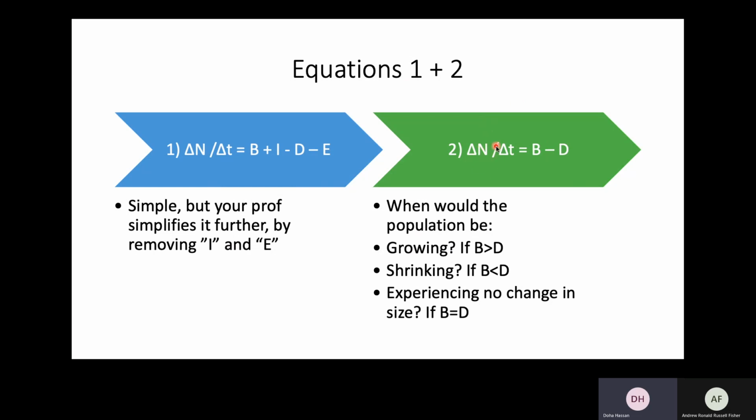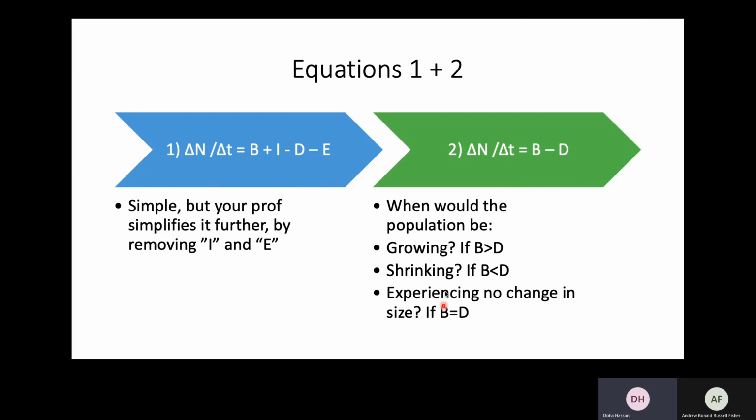And if that rate is negative, then you know it's decreasing, right? And so in order for this rate of change to be positive, then the B must be greater than the D, logically speaking. And so that's why that makes sense. And then similarly, but also the opposite, the population would be shrinking in size if B was less than D, which makes sense because you would get a negative number, which means a negative rate of change.